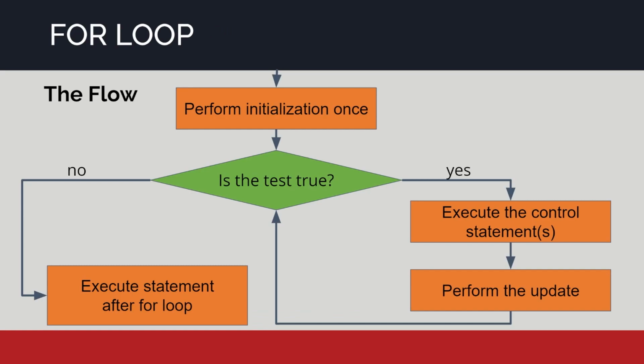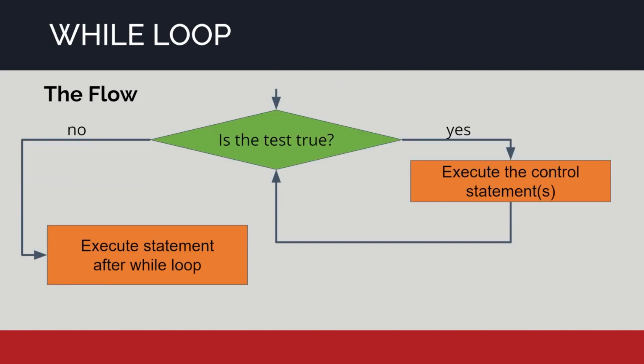Here's the flow for the for loop, where we do initialization once, and we check the test. If it's true, then we execute the controlled statements or the block of the for loop, and then we perform the update afterwards, and then we go back to the test. And if at any time the test is false, then we just resume execution at the end of the for loop. The difference with the while loop is pretty stark.